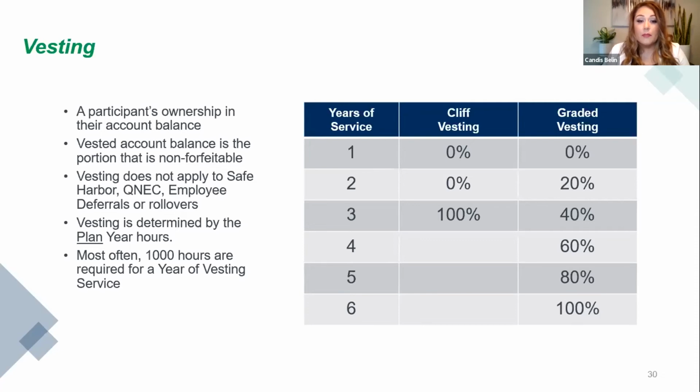Vesting is also determined by the plan year hours. And most often it's about 1,000 hours that are required for 1 year of vesting service. I provided an example of 2 different types of vesting schedules. The first is a cliff, as you can see, for 1 year of service and 2, vesting is at 0. Once they hit 3 years of service, then they're 100% vested. In the 6-year graded, they begin with the second year at 20%, increase 20% until they've reached 6 years of service, at which point they will be 100% vested.